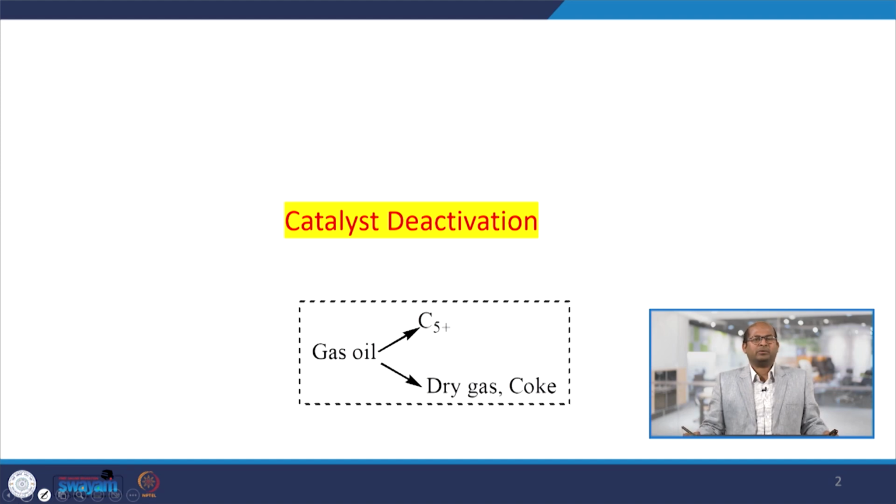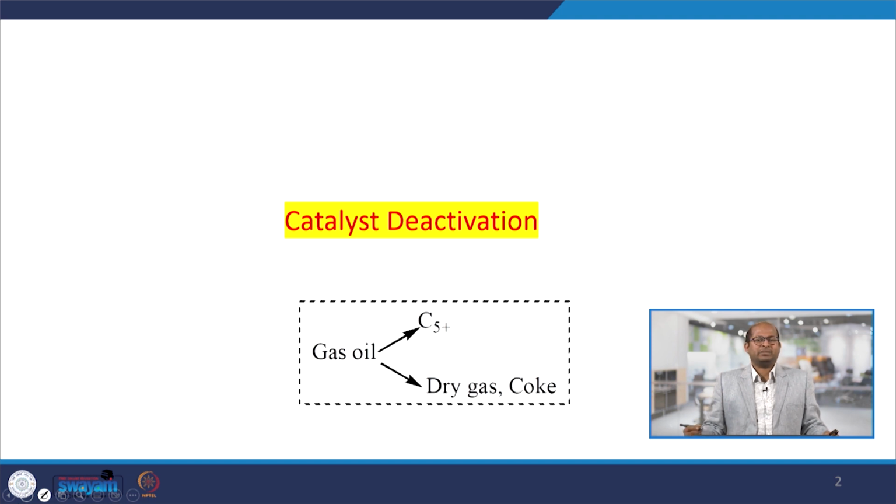Now, once the reaction is going on in a particular reactor or reacting system, the catalyst deactivation part comes in. That is very important. Let us say in any catalytic cracking reaction, such as gas oil to lower hydrocarbons and dry gas formation, it has been observed that coke forms when long chain hydrocarbons are cracked, catalytically or thermally. Then the coke could be deposited over the surface of the catalyst.